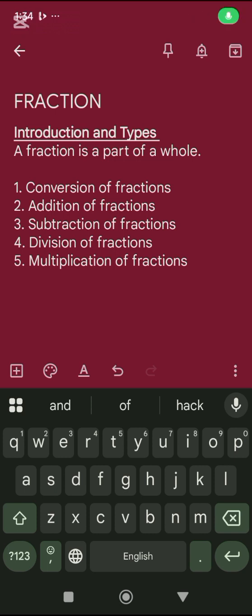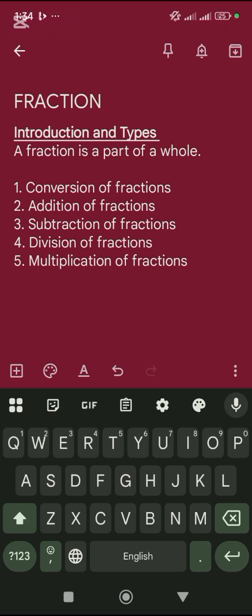So let's take a practical example on fraction. Let's say there are 12 cars in a parking lot. Please listen. There are 12 cars in a parking lot. 3 of these cars are blue in color. Represent the number of blue cars and red cars using fractions.